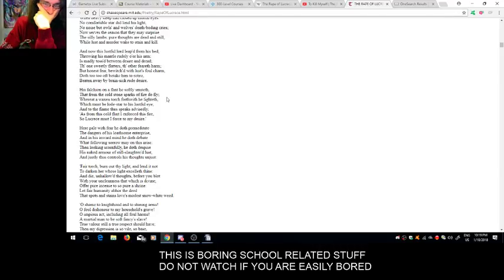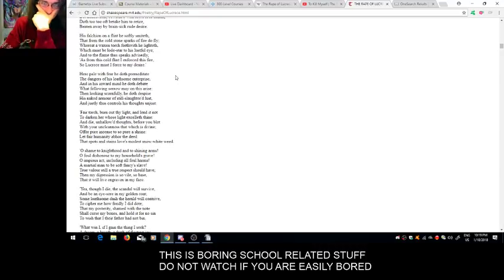On a flint he softly smiteth, that from the cold stone sparks of the fire do fly. Whereat a waxen torch fire with delighteth, which must be lodestar to his lustful eye. And so to the flame thus speakly advisedly, as from the fire the cold flint I enforce this fire, so the crest must I force to my desire. Here pale with fear he doth premeditate the dangers of his loathsome enterprise, and in his inward mind he doth debate what following sorrow may on his arise. Then, looking scornfully, he doth despise his naked armor of still slaughtered lust, and justly thus controls his thoughts unjust.